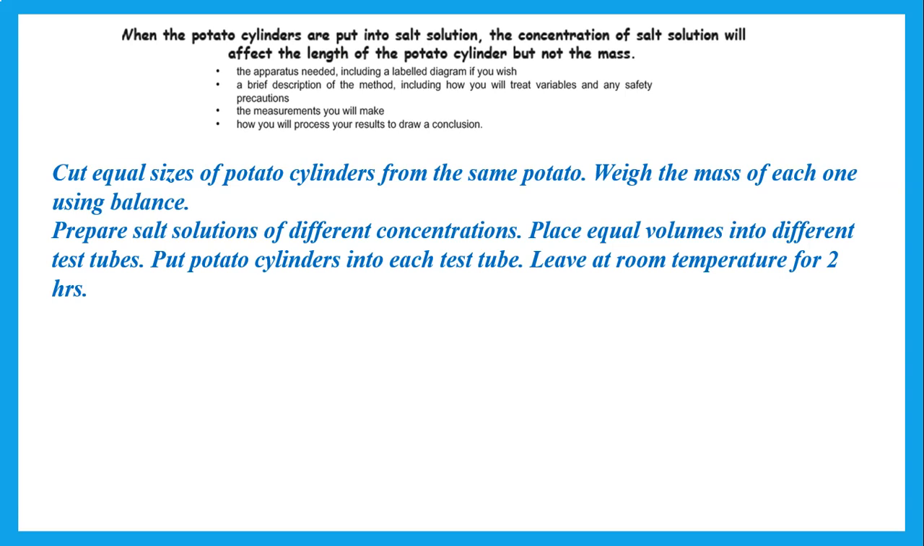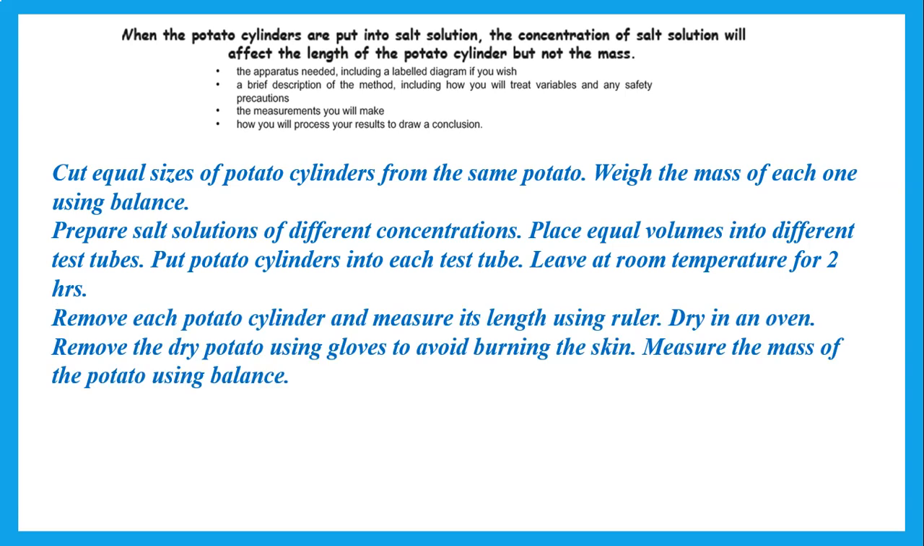Can you see the variables that you're keeping constant? After that, what should we do? Remove each potato cylinder, measure its length using a ruler. He says it will affect the length but not the mass. So I need to measure the length and measure the mass. So measure the length using a ruler, dry in an oven, remove the dry potato, and then here you have to mention something about the safety. You put it in an oven, you want to remove the dry potato using gloves to avoid burning the skin.